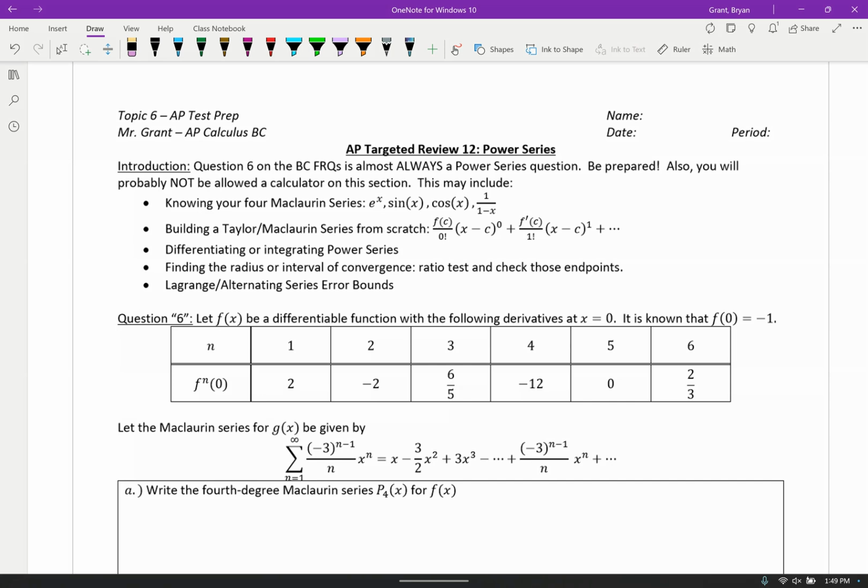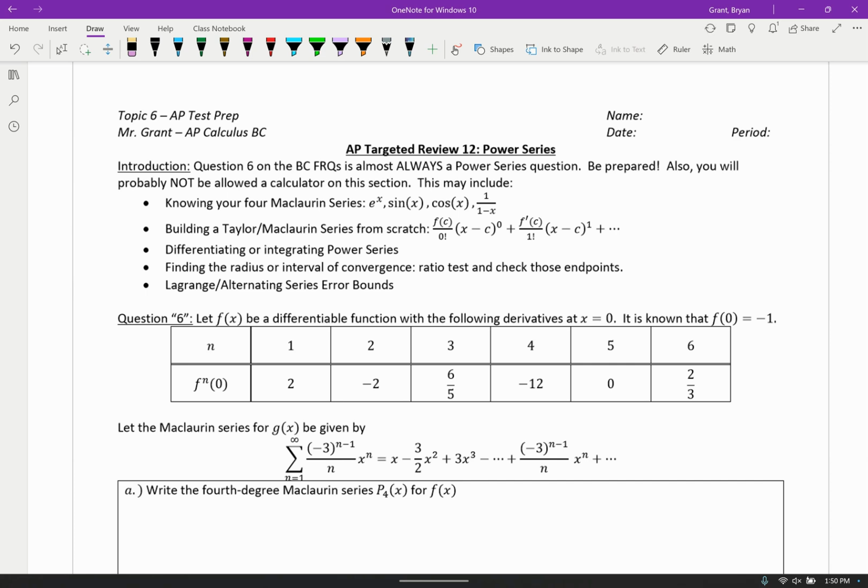Question 6 on your BC free responses is almost always a power series. That's been true for the last couple decades now. On one hand, I understand that that seems intimidating, but on the other hand, that really makes the AP exam pretty predictable. You're like, okay, question 6, that is 1/6 of the points from my free responses are going to come from a power series. So if you really heavily study that, you've got like a sixth of the exam, right? 12 something percent in the bag.